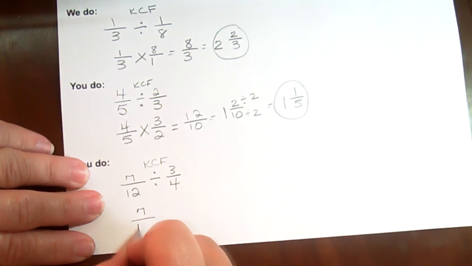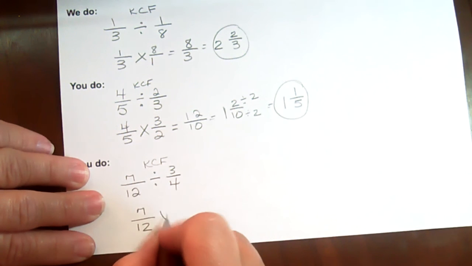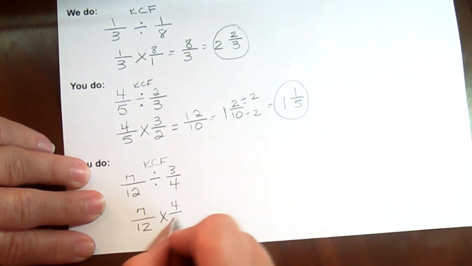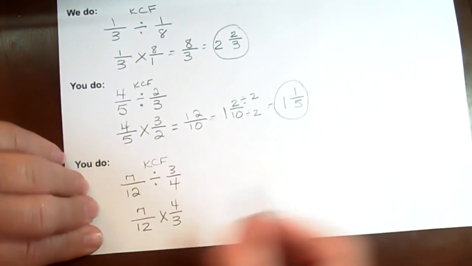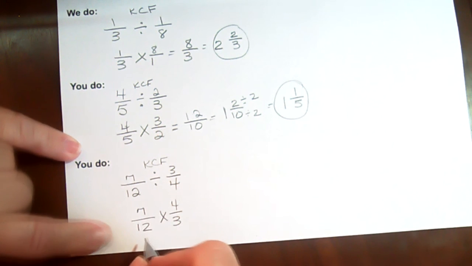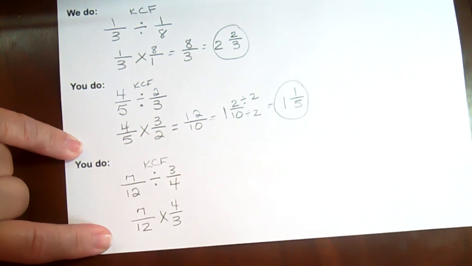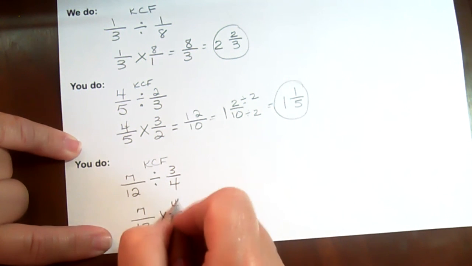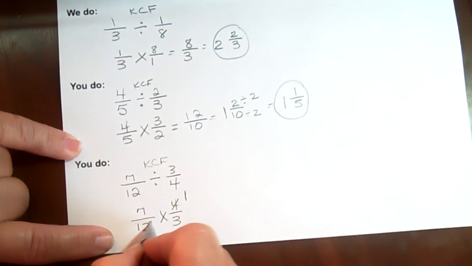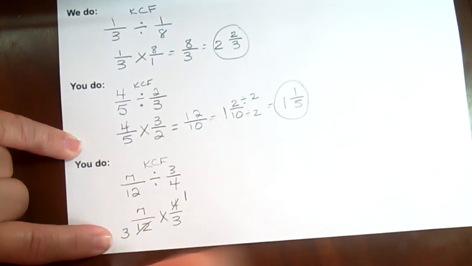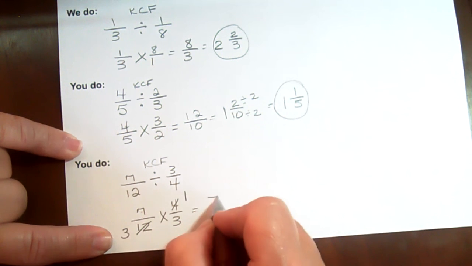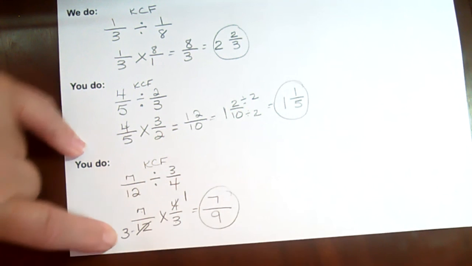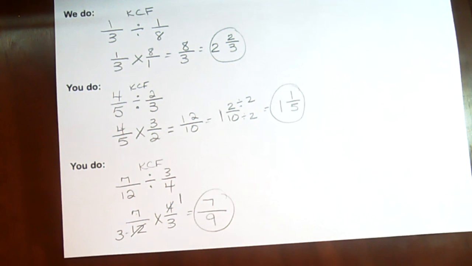And the last one, keep, change, flip. We've got 7/12. Change the division to multiplication. Take the reciprocal of 3/4, which is 4/3. Now I'm going to cross cancel here. You can cross cancel if you want to, but if you don't, you just multiply straight across and simplify. But I know that 4 goes into 4 and 12. So 4 divided by 4 is 1, and 12 divided by 4 is 3. 7 times 1 is 7, and 3 times 3 is 9. That is in simplest form. Any questions, do not hesitate to ask.